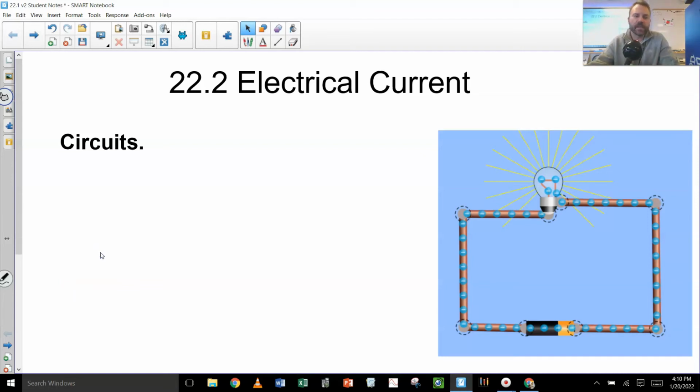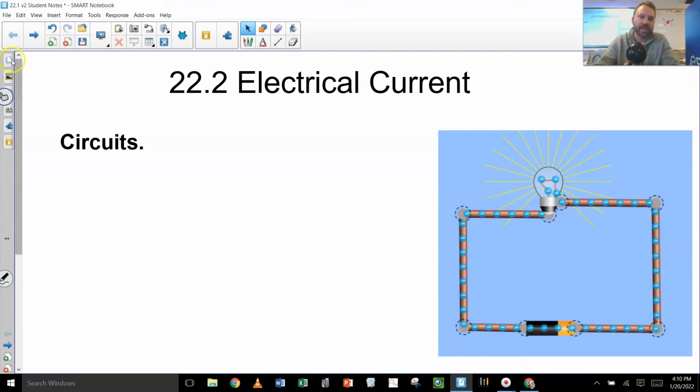Hey physics friends, and welcome to 22.2, which is entitled Electrical Current. We're going to be getting away from what we've been talking about, which is static electricity, just electrons building up and then discharging instantaneously, with moving electrons over a period of time, and we call that electrical current.